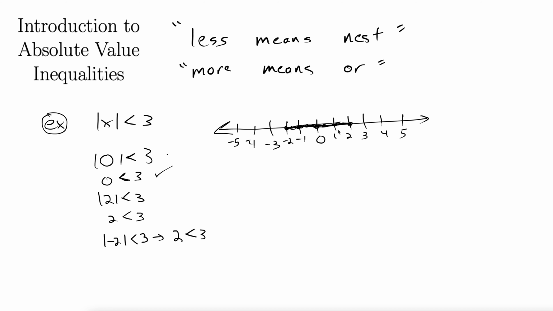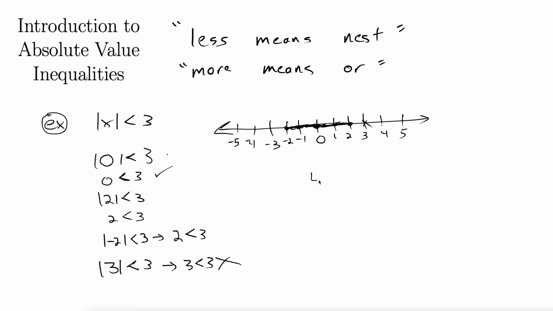Now, maybe we stop at 2. Let's try the point 3. Is absolute value of 3 less than 3? Well, no, it's not. Absolute value is 3. Is 3 less than 3? It's not. 3 is less than or equal to 3, but this is not saying that. This is saying 3 is less than 3. It is not less than 3. So we can't include the point 3. So I'm going to put an X right there.